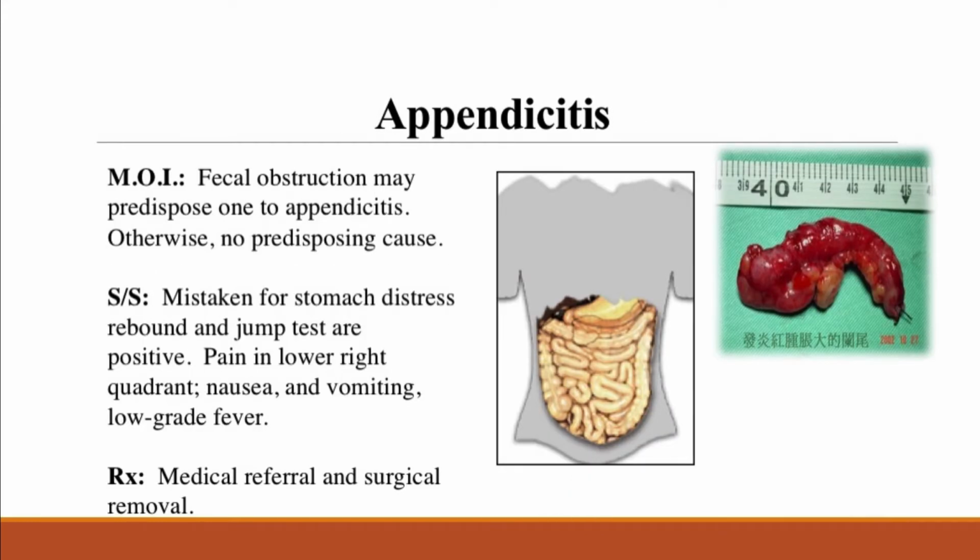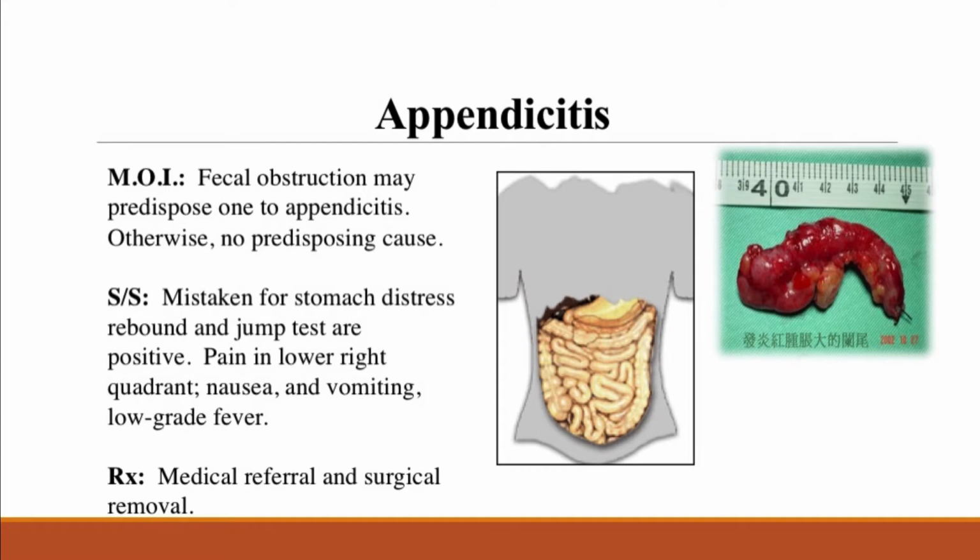The appendix is a 4-inch tube attached to the large intestine. Its function is not clear, but it may be part of the immune system. Some believe that it assisted in digestion years ago when our diets were more plant-based. Sometimes the appendix becomes inflamed and infected from fecal obstruction, lymph swelling, or in rare cases from a cancerous tumor. Males are afflicted with this more often than females. Appendicitis can mimic gastroenteritis, which can be dangerous if the appendix bursts.